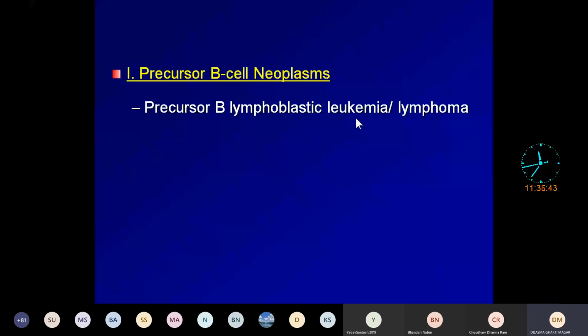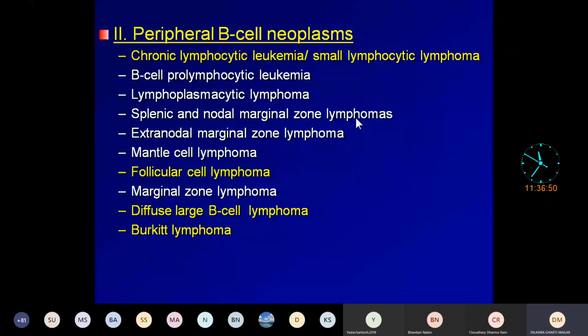So now we'll come to the peripheral B cell neoplasm. Here there are different types. Chronic lymphocytic leukemia or small lymphocytic lymphoma is there. Here we will see the mature cells. Whenever it is in the blood, we call it leukemia, and whenever it is in the tissues, we call it lymphoma. Others are also there. B cell pro-lymphocytic leukemia, where it is a little bit maturing cell.